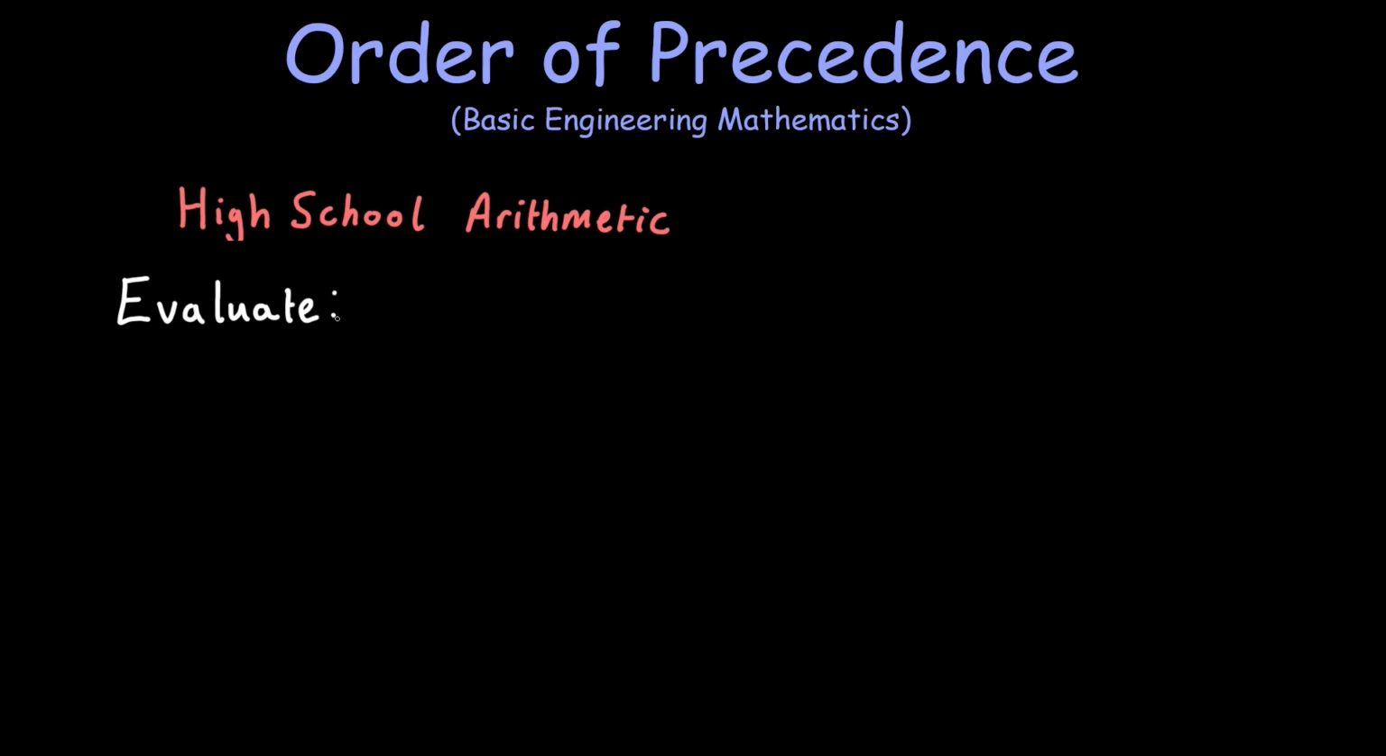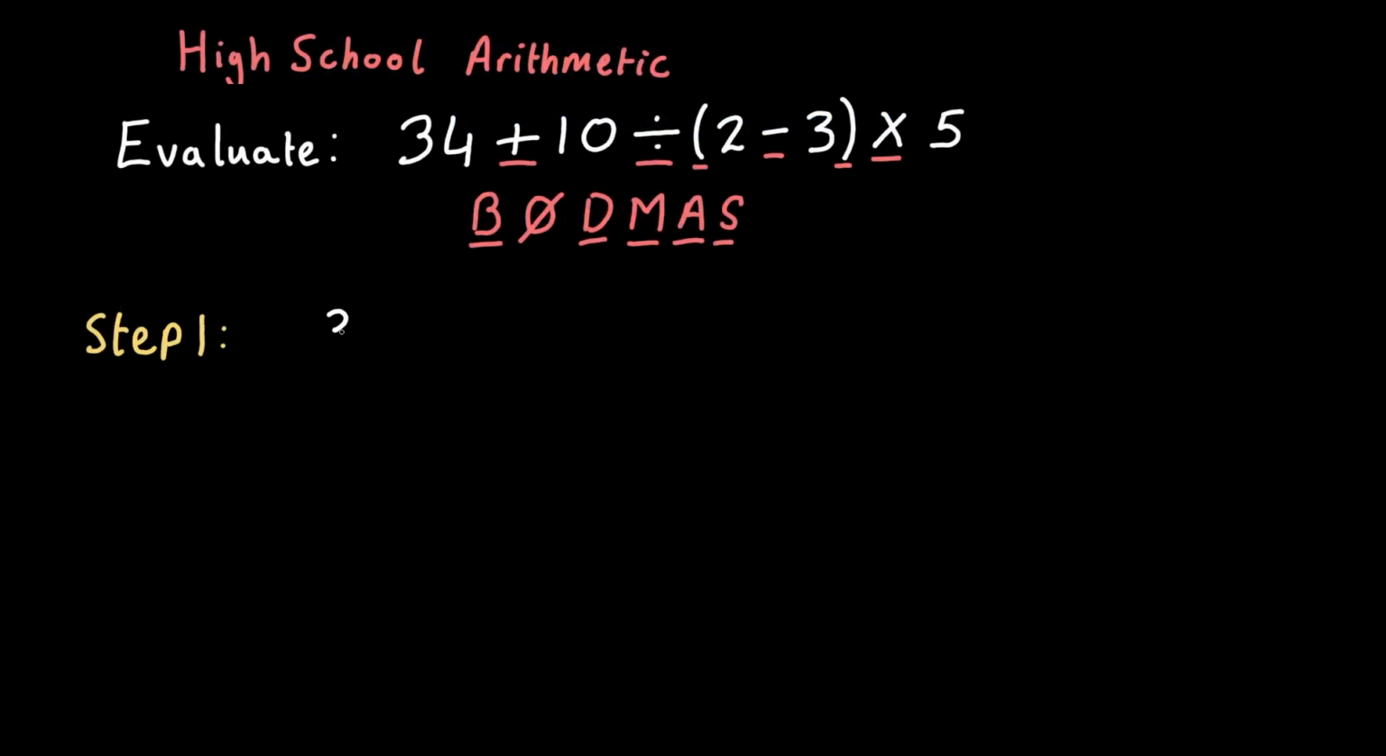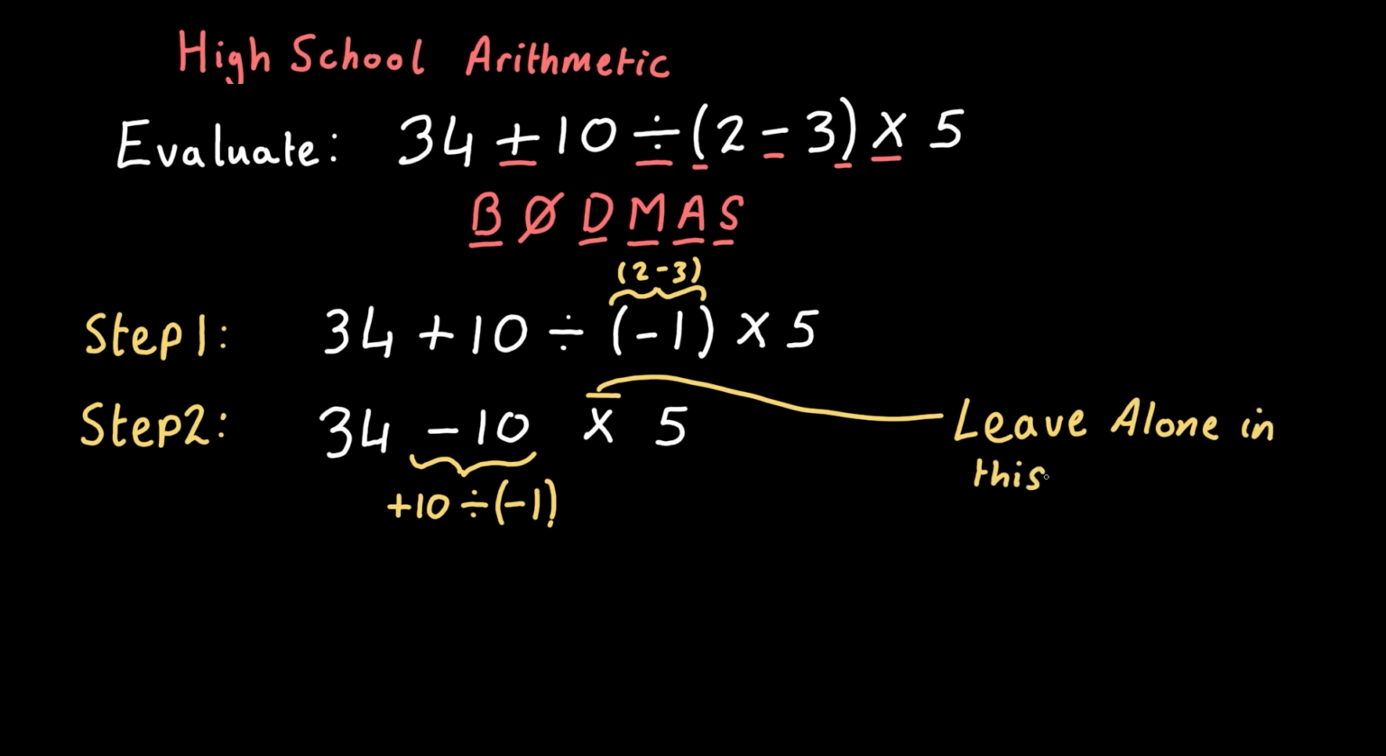So now let's evaluate 34 plus 10 divided by open bracket 2 minus 3 close bracket times 5. Okay, so what operators do we have here? We have brackets, multiplication, division, addition, and subtraction. Everything in brackets must be calculated first. So in step 1, we get 34 plus 10 divided by minus 1 times 5. Step 2, we work on the division, 34 minus 10 times 5. Step 3, we work on the multiplication.